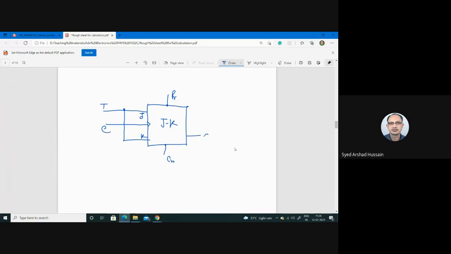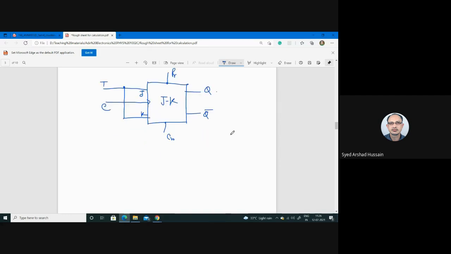This is your Q bar, this is your Q. So in this circuit, this flip-flop will act as a toggle switch. Toggle means it will continuously switch between 0 and 1 as soon as T is equal to 1, depending on the clock pulse.